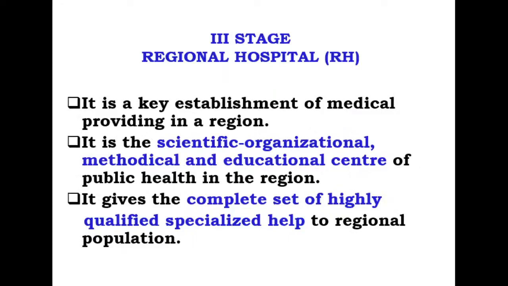And the last, very important stage of organization of medical help for the rural population is the regional hospital. More often, in Crimea, it is called the Republican Hospital. It is a key establishment of medical provision in a region. It is the scientific organization, methodical and educational center of public health in the regions. It gives a complete set of highly qualified specialized health care to the regional population. In this hospital, specialized and higher technological medical help is organized.